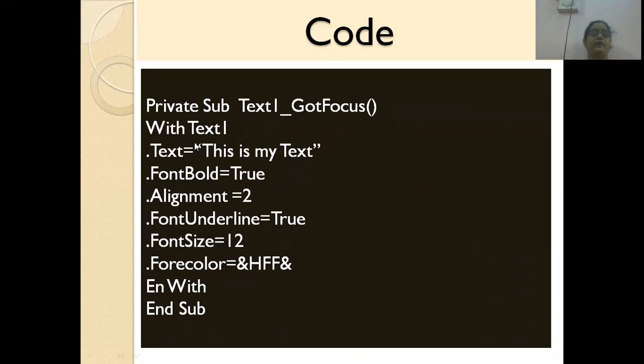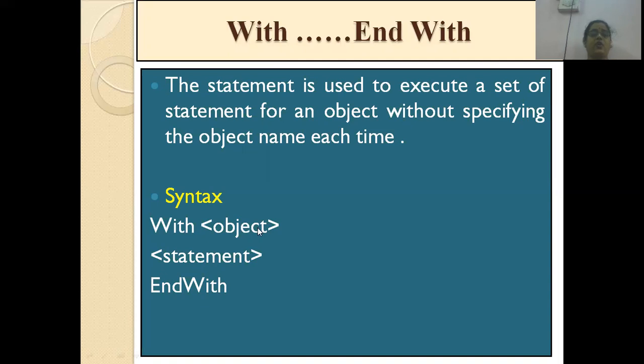This is the example. I am using the event GotFocus, and the text box Text1. I'll write the code for Text1 with the With keyword and an object, meaning the control or the common controls which are used in Visual Basic, like text box, image control, picture control, command button, frame control, option button, checkbox, anything which you want. Then the statements which you want to execute, and it is ended with End With.